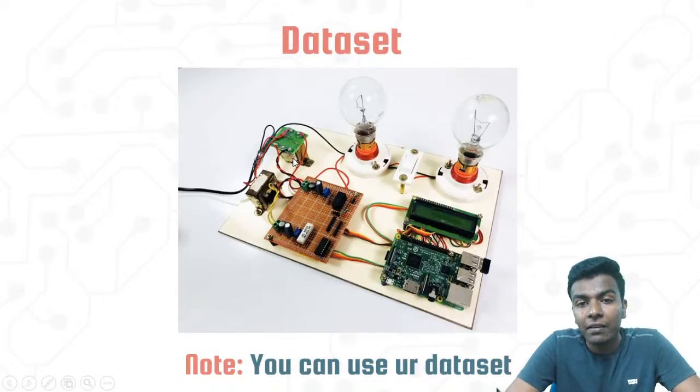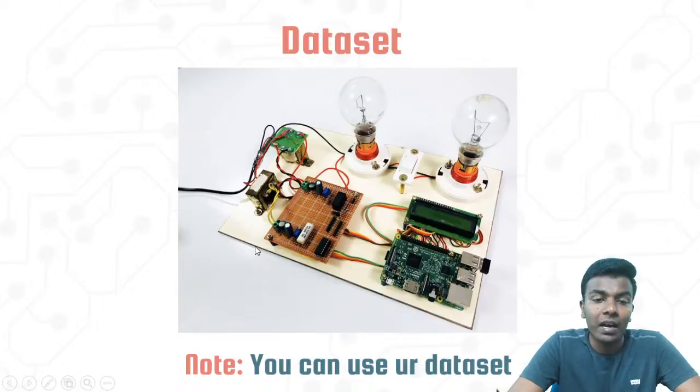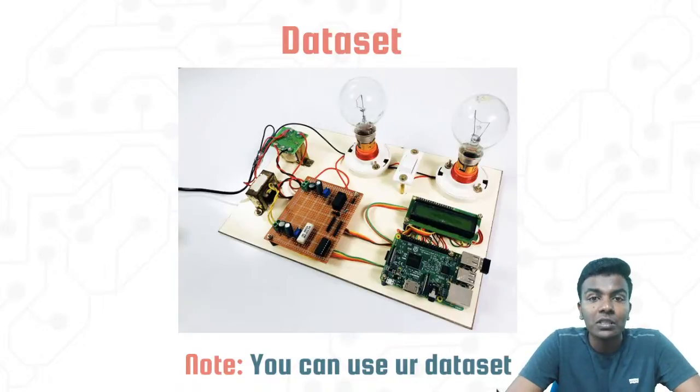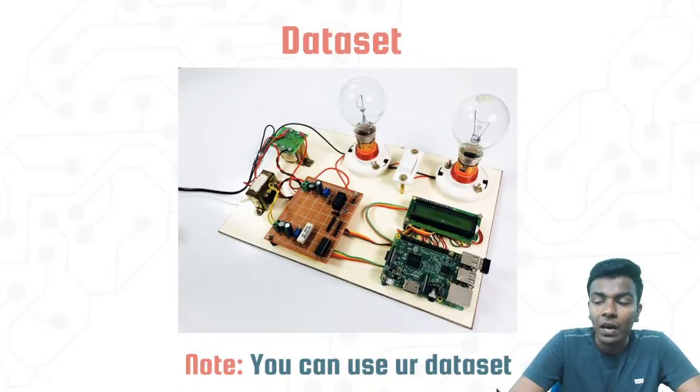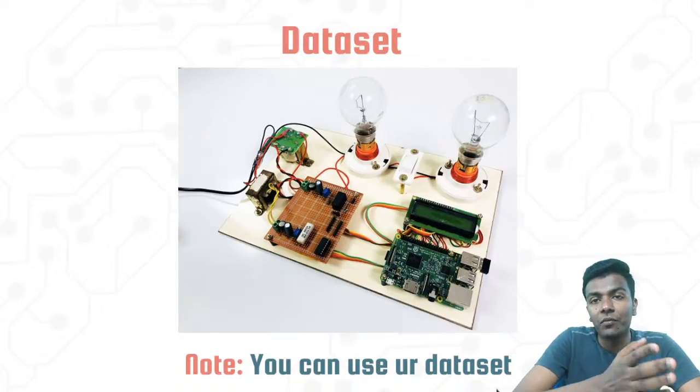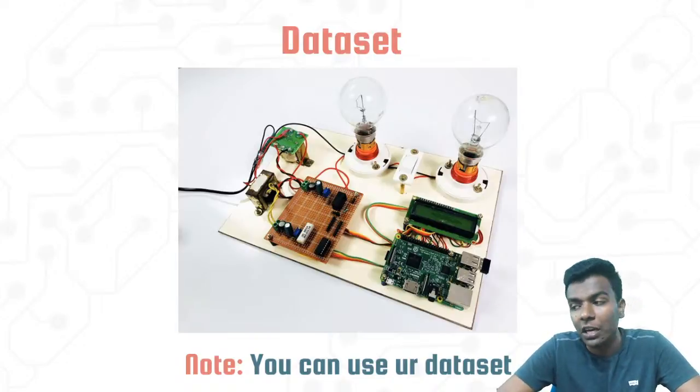Another main thing I wish to say: this transformer which we have used here is a step down transformer, because we can't give direct 230 volt to the circuit, right? So we are going to step it down to 9 volt. Then from that 9 volt we are going to scale it down to 5 volt or 3.3 volt.